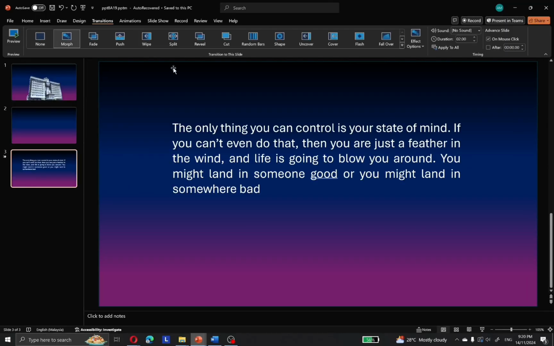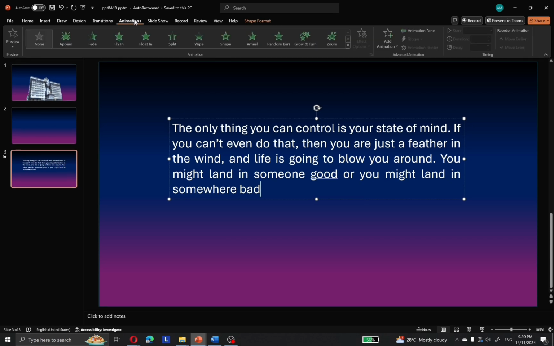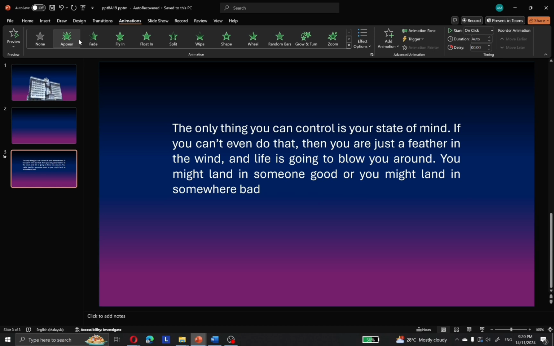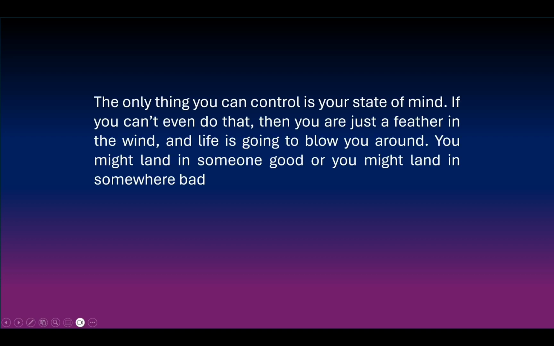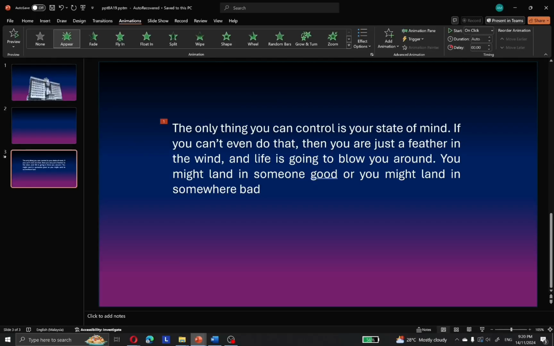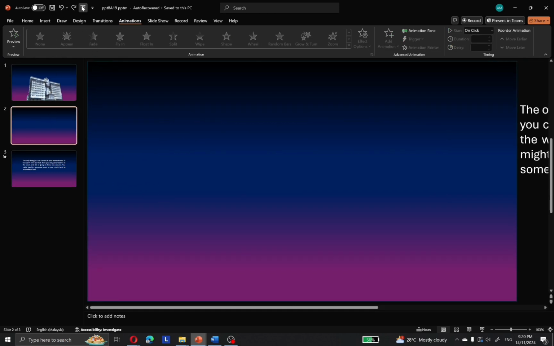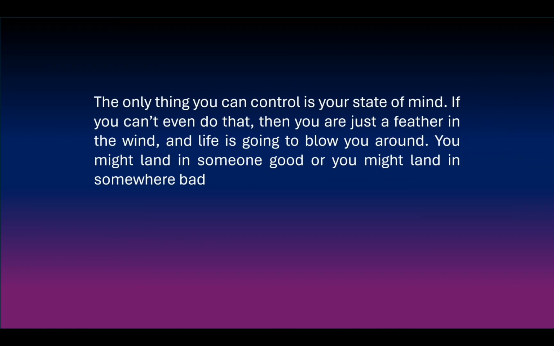Now, you might be wondering, why not just use an animation? As you can see here, there is animations, and we can just choose for it to fade or appear. Now, the downside to this is when we are presenting, we have to click twice for it to appear. Whereas, if we chose to use the Morph Transition, all we have to do is click once on the mouse or any keys for it to appear.